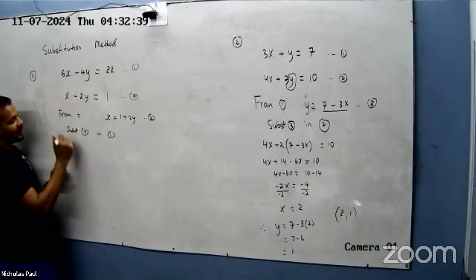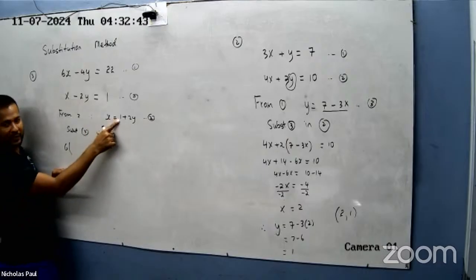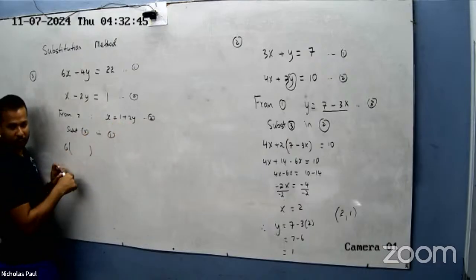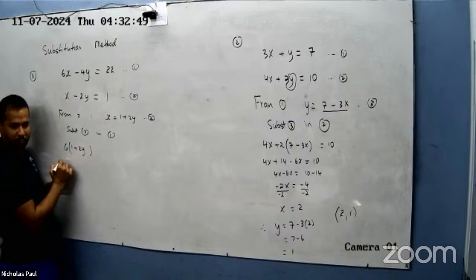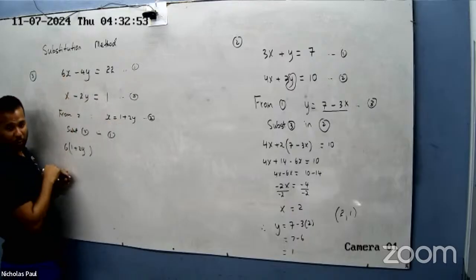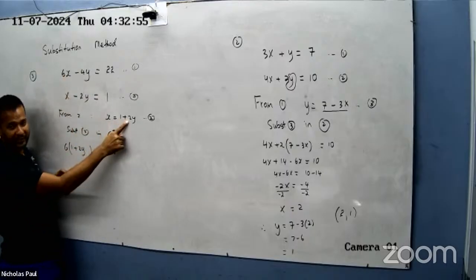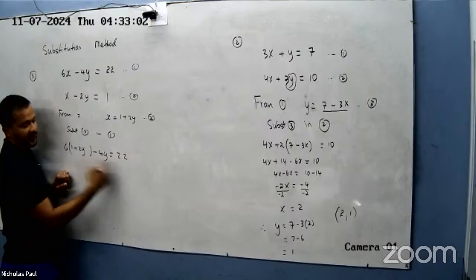So you're going back to equation 1 and you're no longer writing x. You're writing what x is now, right? X is 1 plus 2y, right? Because this equation is saying what x is. So you don't have to write x anymore. You could write what the new x is. And then you expand it out.